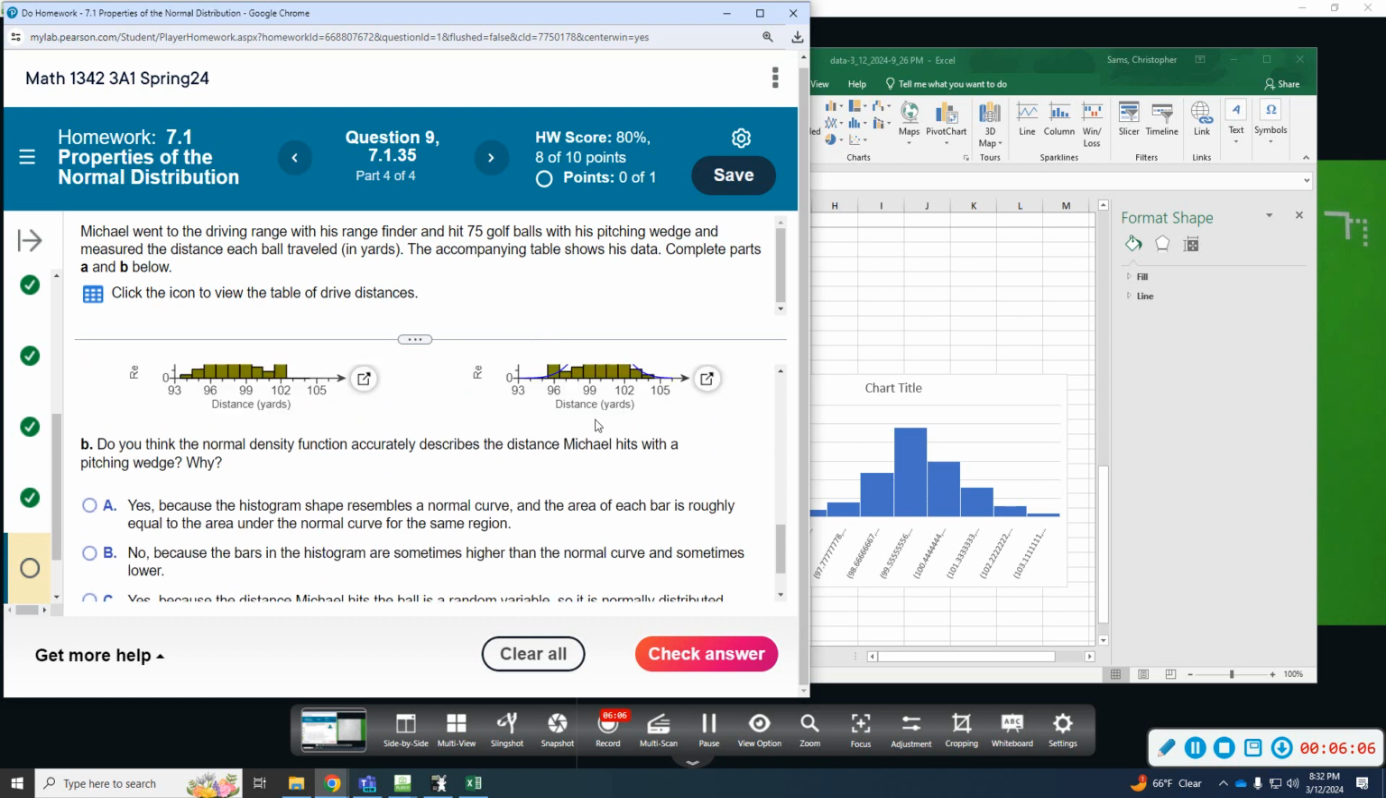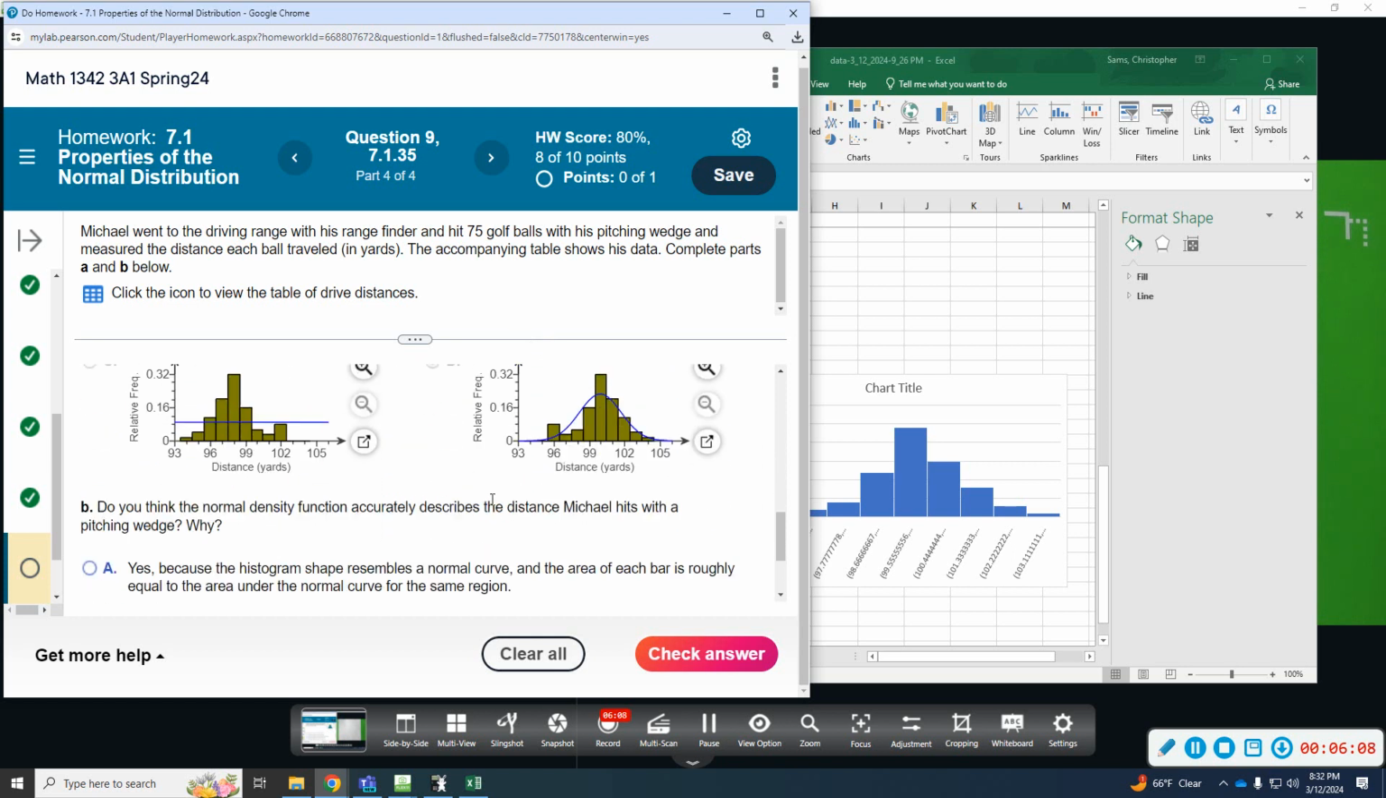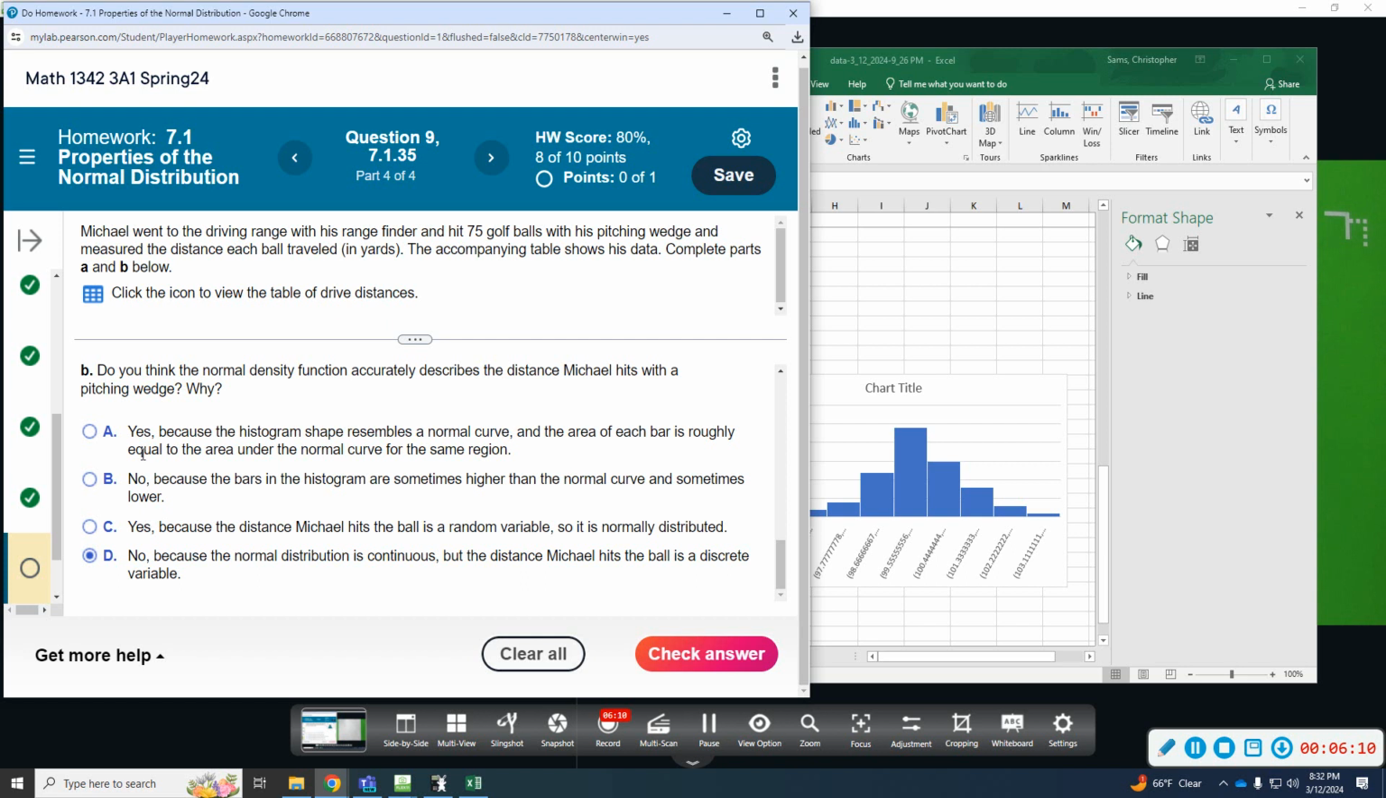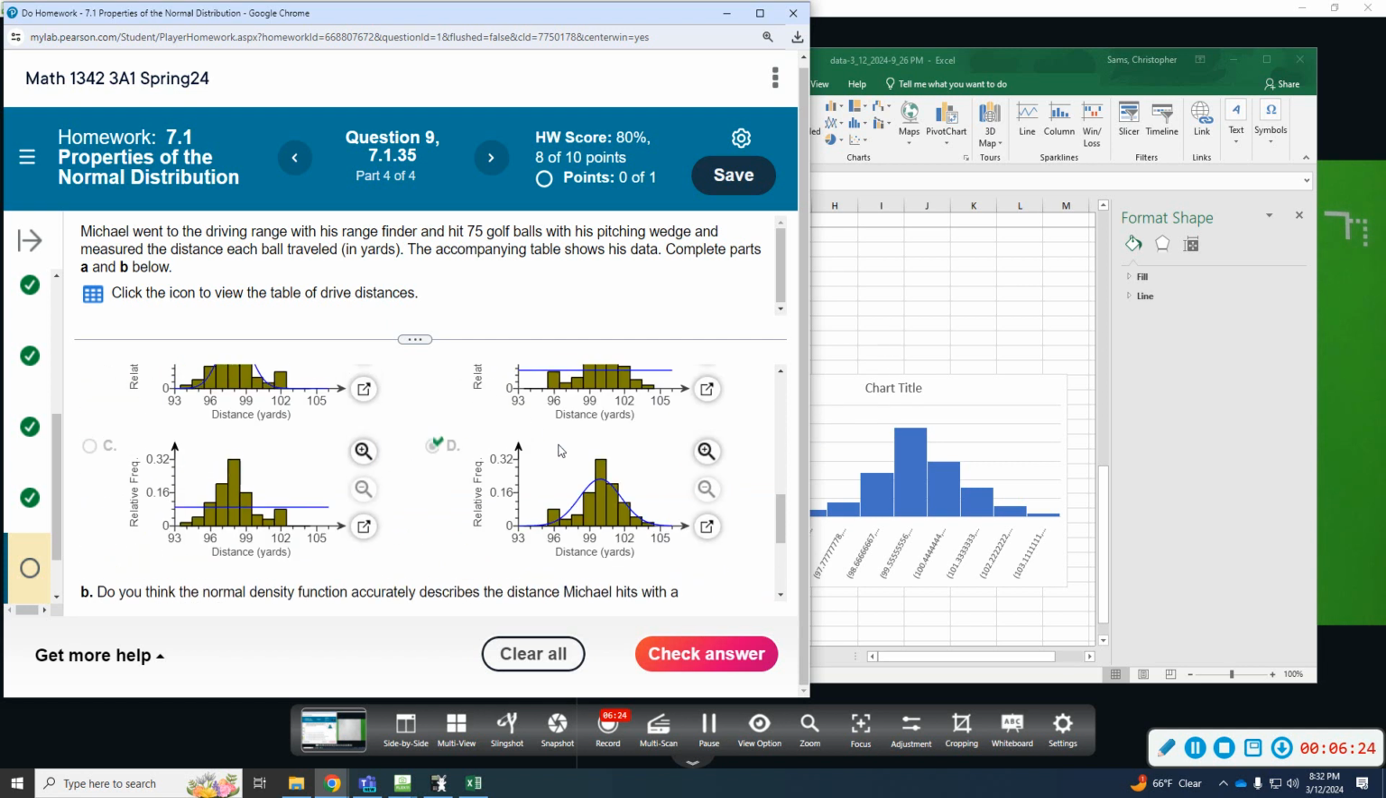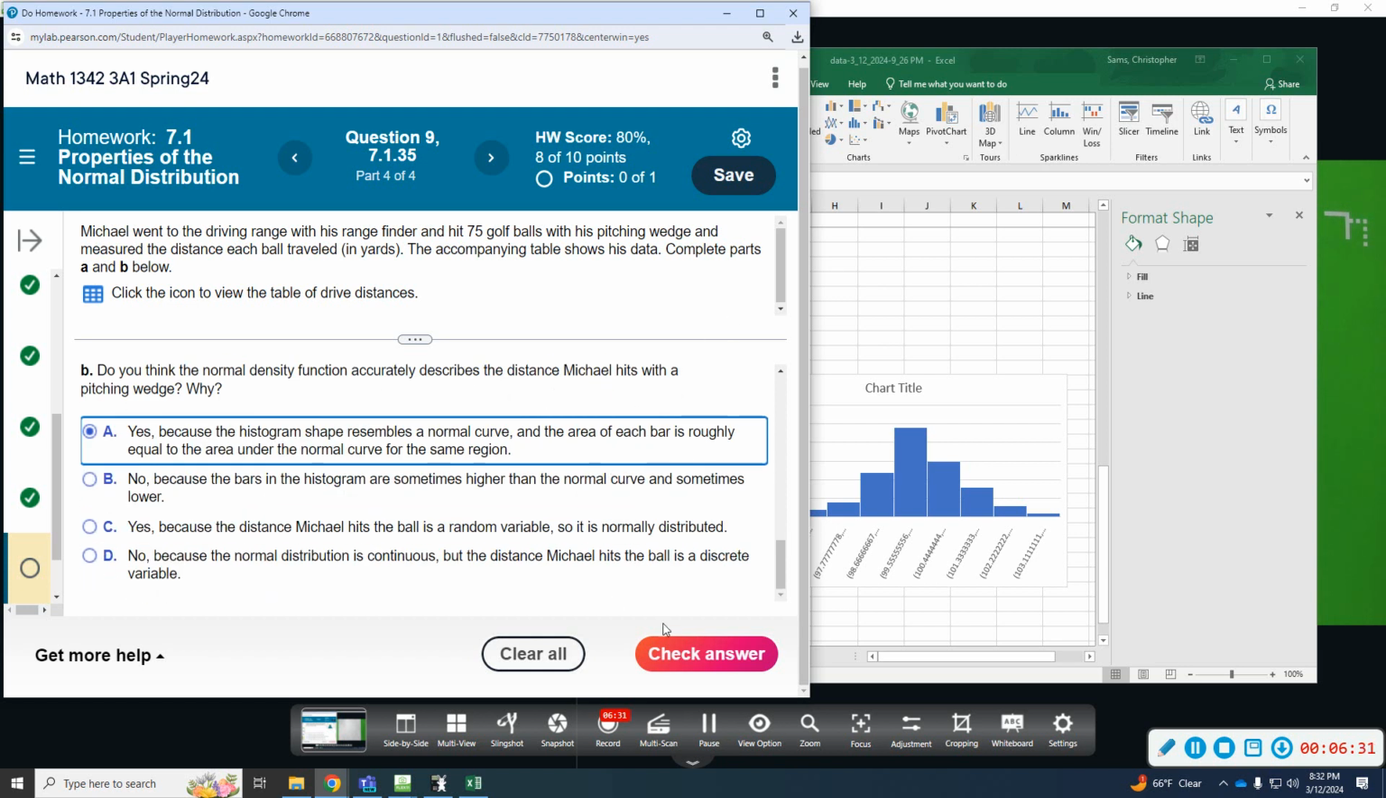Now, of course, some are higher, some are lower, but that's going to be the case when we're just estimating. So, yes, it resembles the normal curve. The area of each bar is roughly equal to the area of the normal curve. Roughly, very rough. Some of them are lower, some of them are higher, but we don't need to be exact. It's just close.